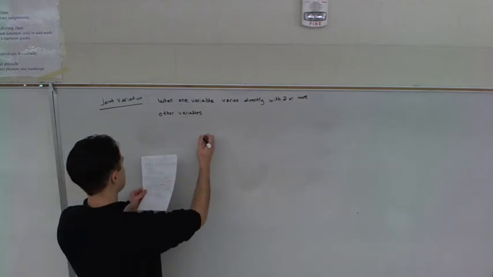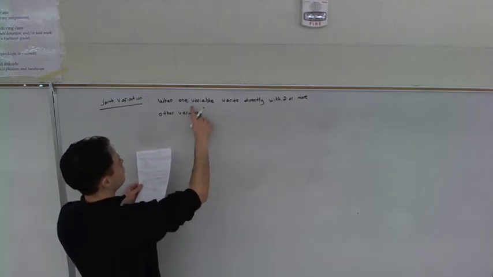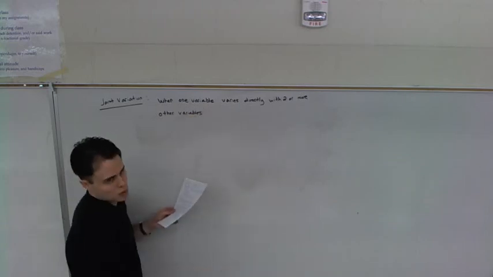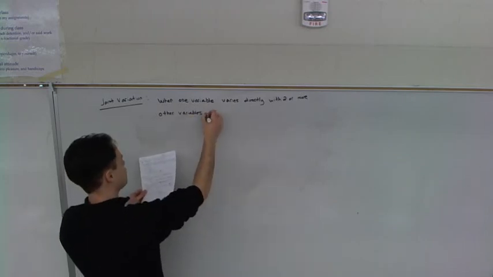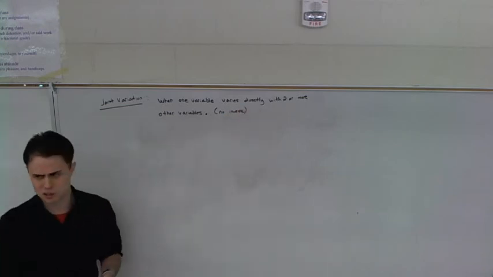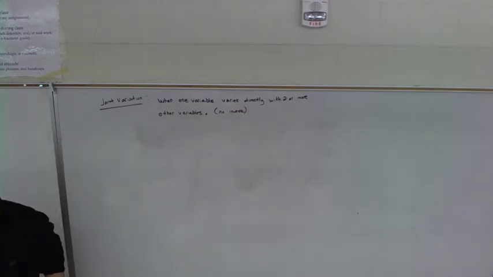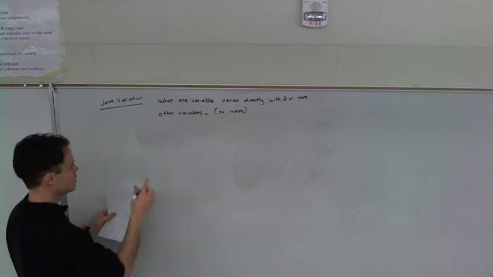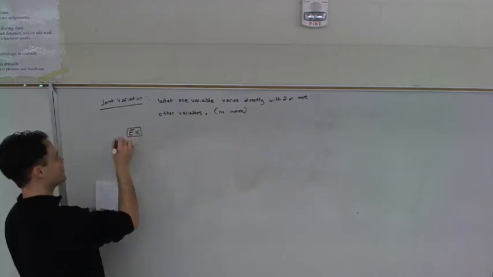So joint variation is when one variable varies directly with 2 or more other variables. This one just has no inverse. It's kind of like double direct or triple direct. Okay.